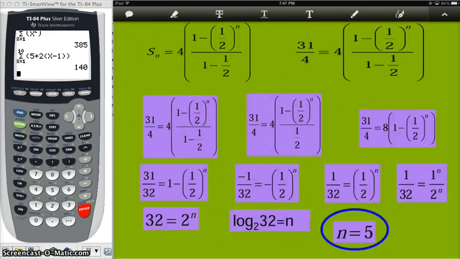So here's the work if they give you a geometric sequence that has a first term of 4. It has a common ratio of 1/2, and they ask you to find, if given the sum, the number of terms that you added up. And so it shows the work here on how to get that answer.